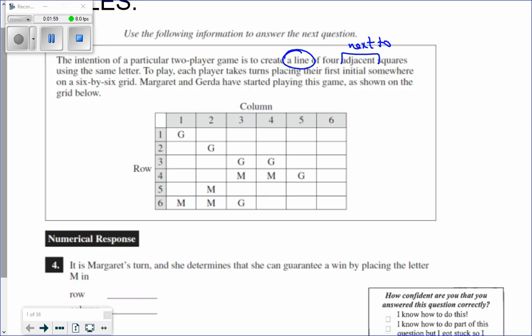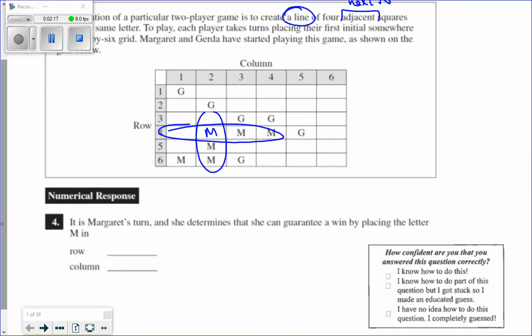Where? Column 2, row 4. Yep. Why is that going to guarantee a win? Because if, right, she can get a row of 4 here or a row of 4 there. So that will guarantee her win. So it says row what, column what. So row 4, column 2. So on your numeric response sheet, on your answer key, you would fill it in like that. Okay.